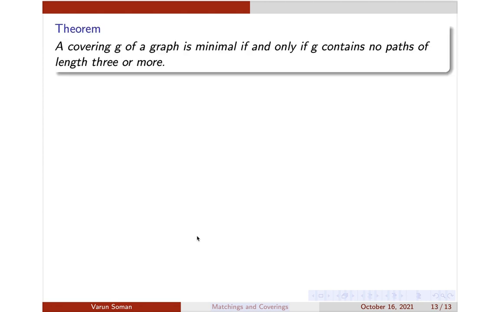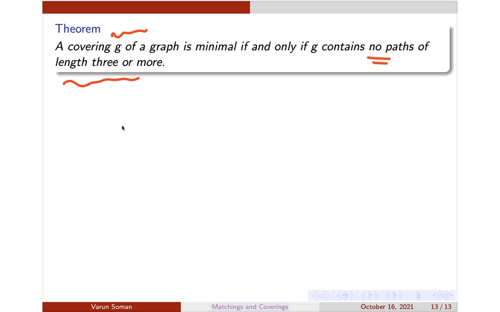Then we will stop this discussion with a simple theorem. A covering G of a graph is minimal if and only if G contains no paths of length 3 or more. Suppose this G contains a path of length 3 or more, for example. So it's very simple. A covering G of a graph is minimal if and only if G contains no paths of length 3 or more.